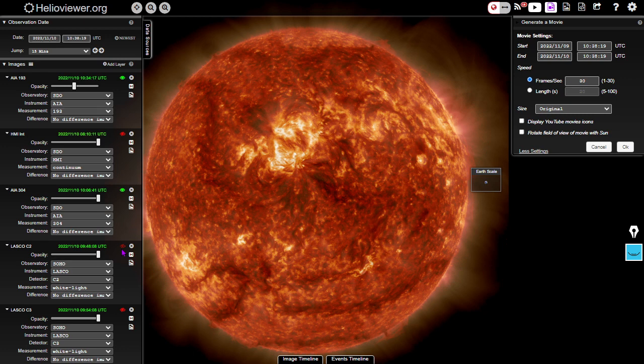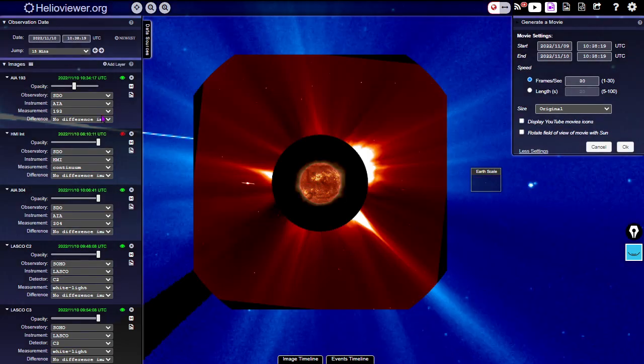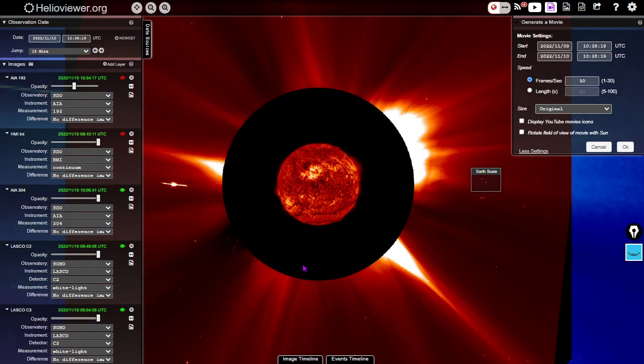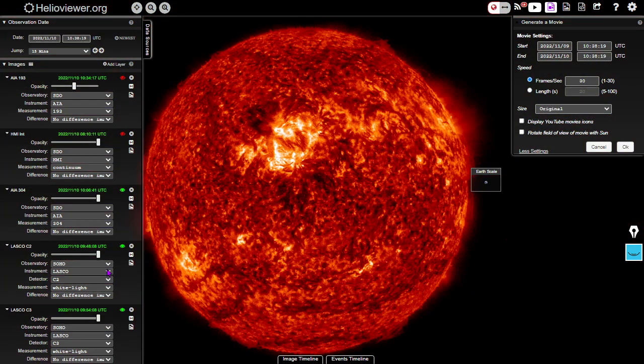If you want to include things like the Soho Lasco C2 and C3, you just add those and zoom out. Keep in mind you can only have 3 layers at a time. Make your own helio viewer movies if you like.